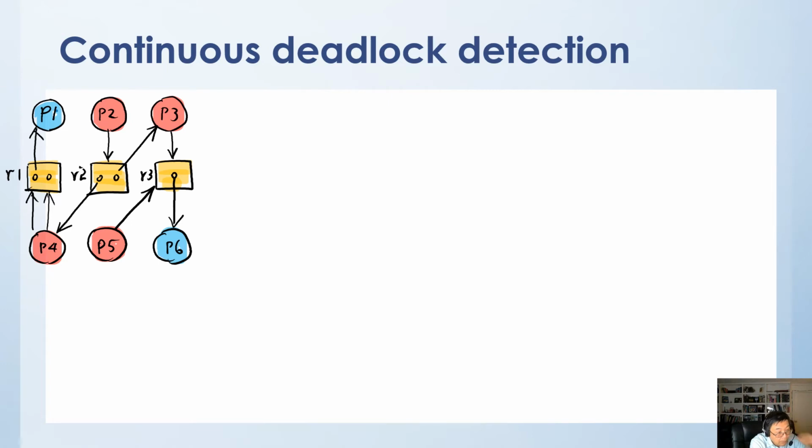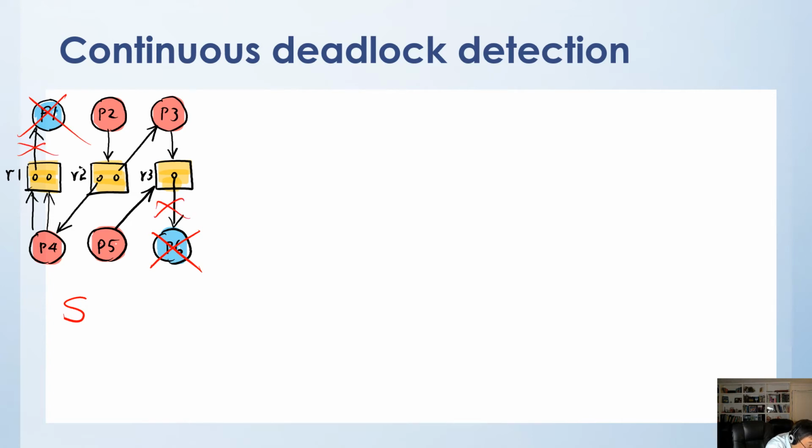Here's the example on how to use the continuous deadlock detection during the operations. This is a resource allocation graph. Now this graph is not in the deadlock state. Why? You can easily check this by using the graph reduction algorithm. The algorithm tells us to eliminate all the unblocked processes and also the edges connected to these processes. So P1 and P6 are not blocked, so I can eliminate P1 and P6 and also the edges.